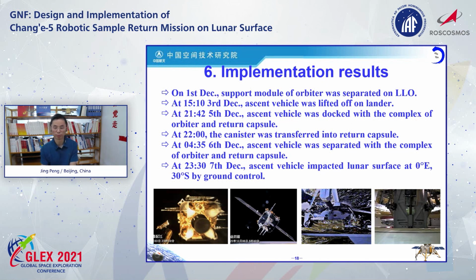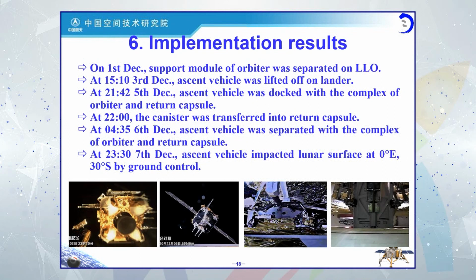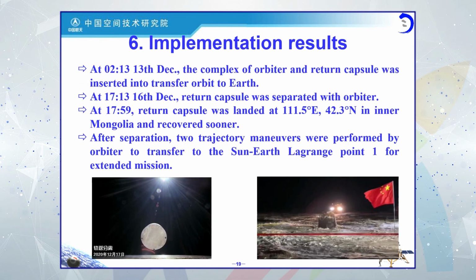In this slide, you can see a picture of the liftoff of the ascent vehicle, the approach of the ascent vehicle to the complex of the orbiter and the return capsule. Then the third picture is an image of the grab docking mechanism. The last one is the canister which was transferred to the return capsule.